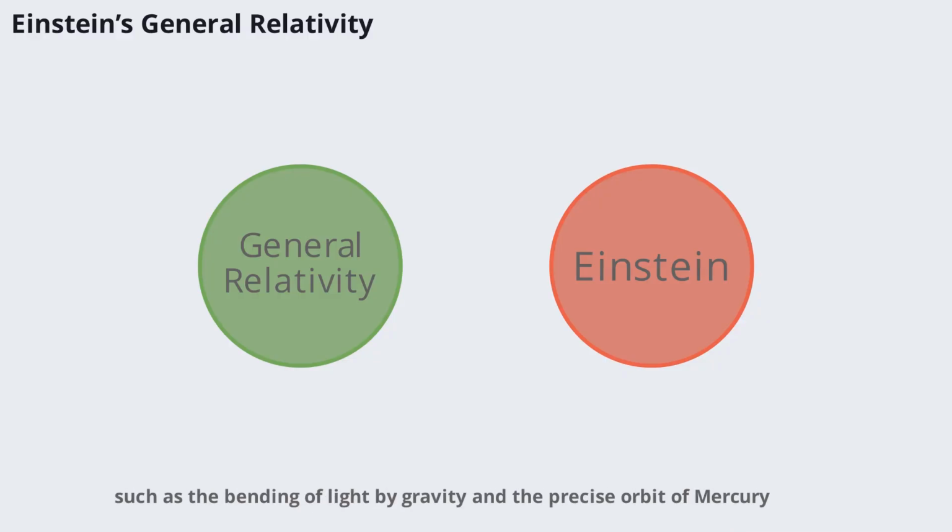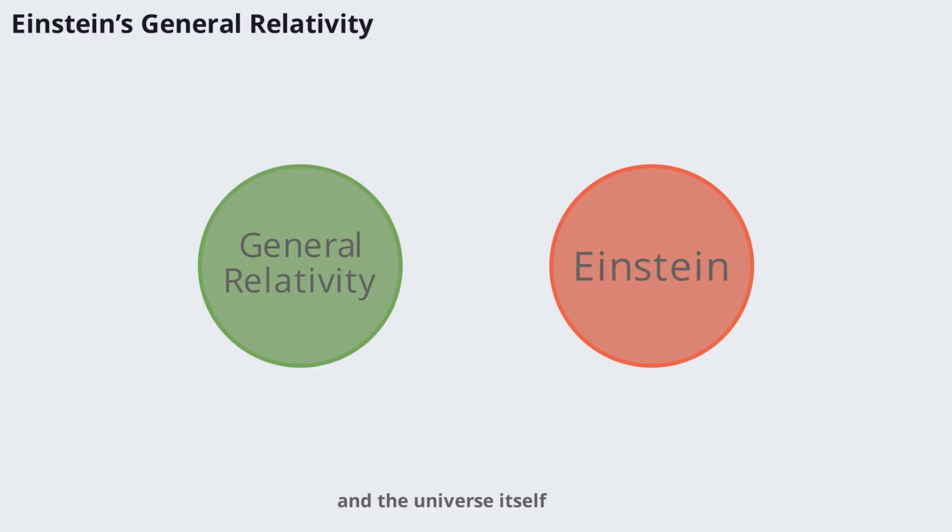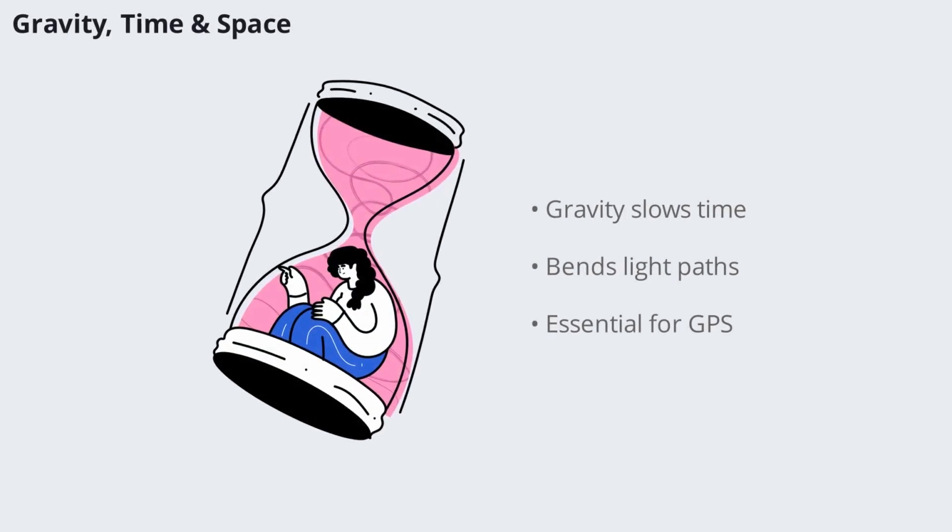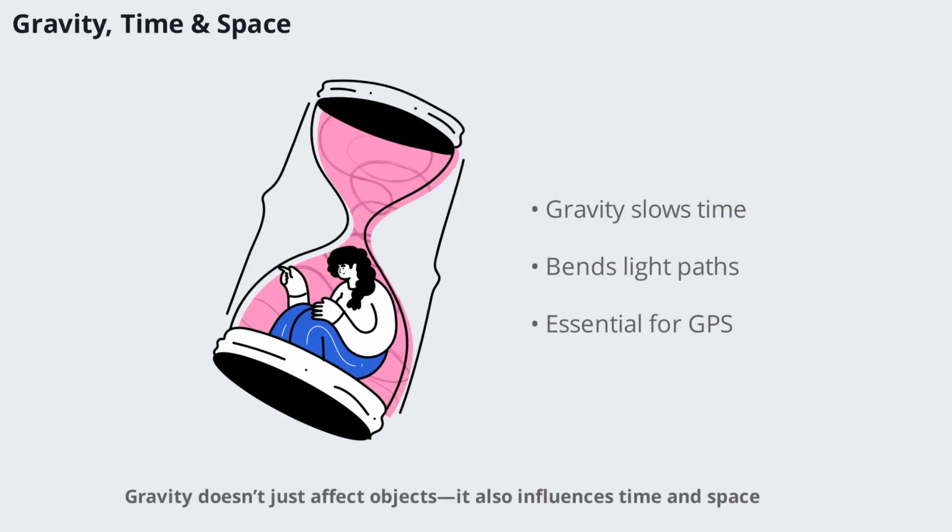General relativity explains phenomena that Newton's theory couldn't, such as the bending of light by gravity and the precise orbit of Mercury. It's a cornerstone of modern physics and essential for understanding black holes, gravitational waves, and the universe itself.